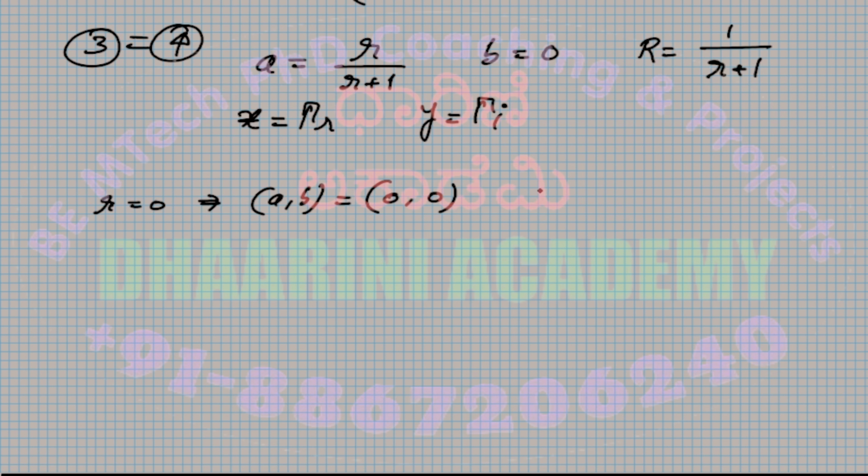So anyway, let's come to that. What is capital R, what is the radius? 1 divided by 0 plus 1, so that is equal to 1. Fine. Now let's go to the extreme. Say r is equal to infinity. What happens to A comma B?